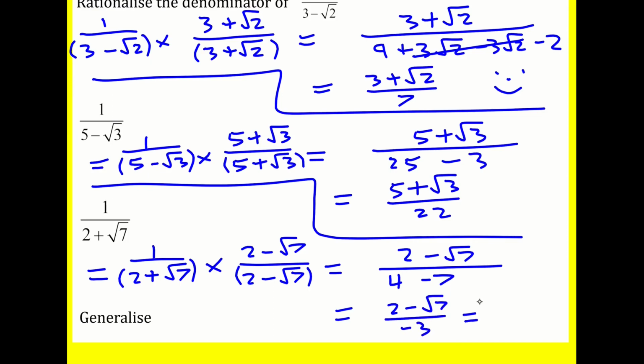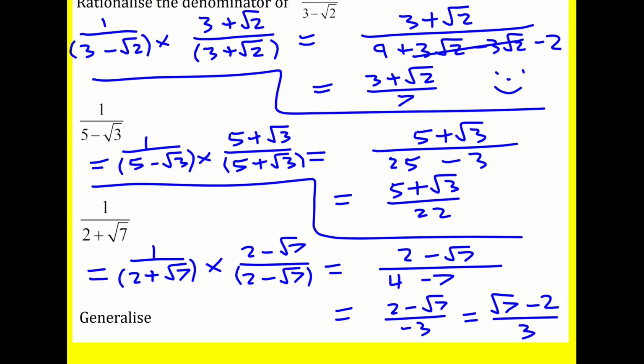And what we can now do is we can actually times top and bottom by minus 1. And essentially flip the signs around. It's going to be root 7 minus 2 over 3. You really should, if possible, get rid of negatives like this. It just is more simple.